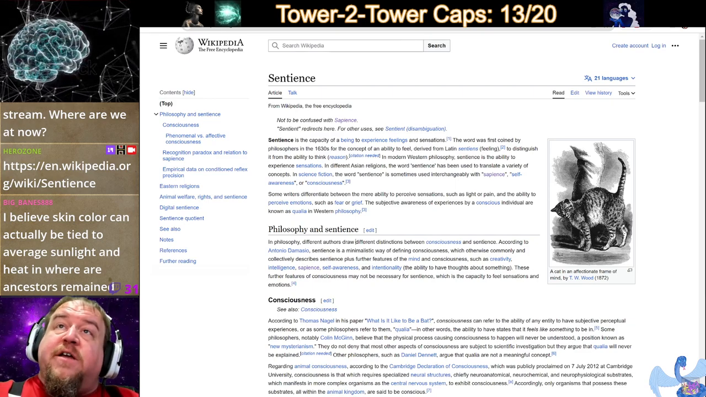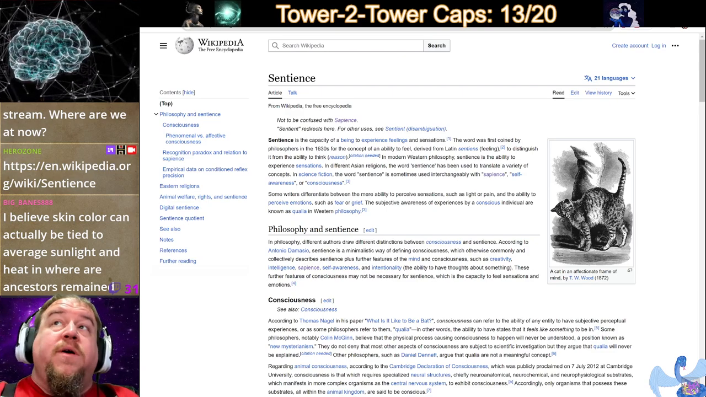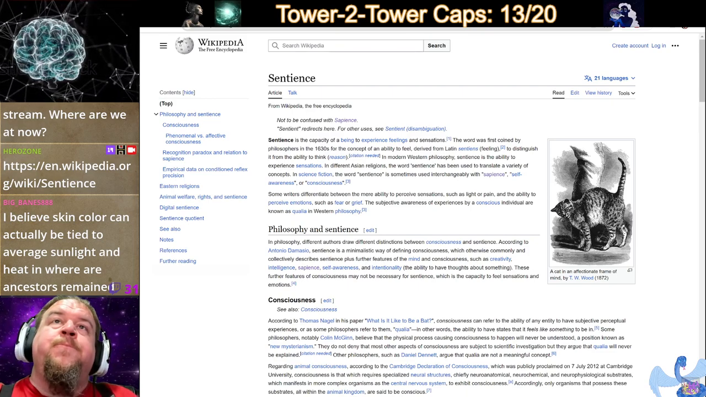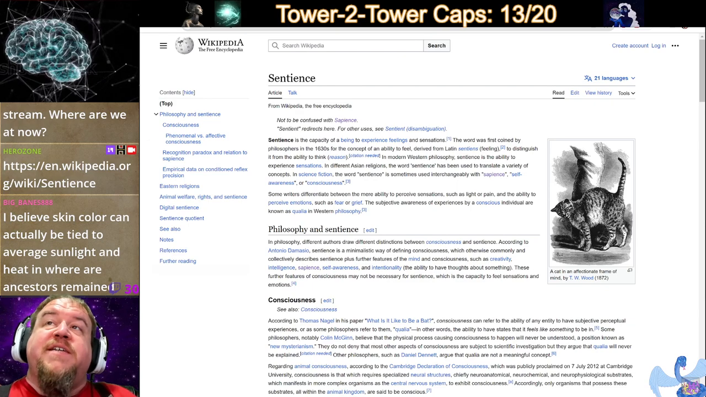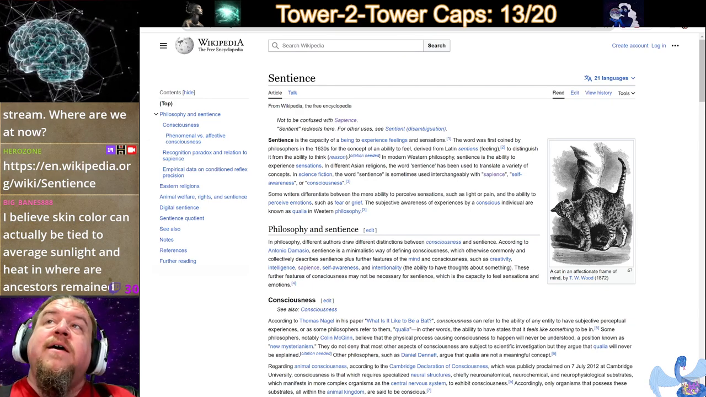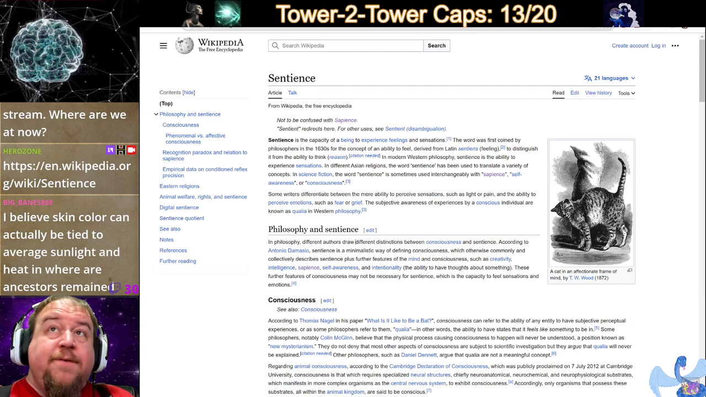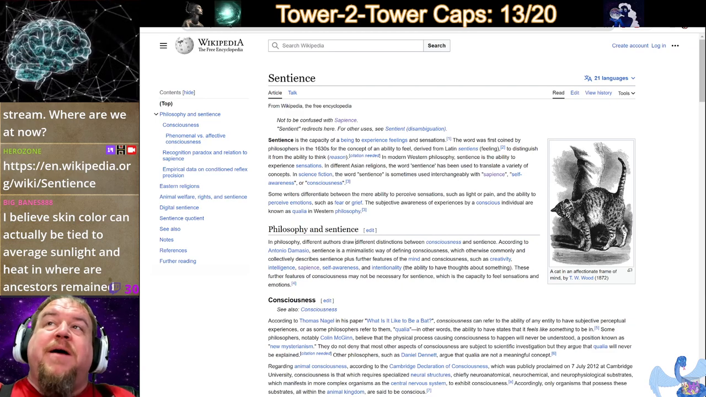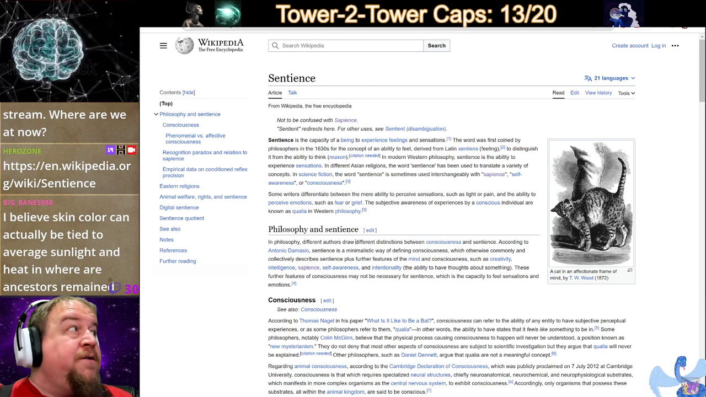In science fiction, the word sentience is sometimes used interchangeably with sapience, self-awareness, or consciousness. Some writers differentiate the mere ability to perceive sensations such as light or pain, and the ability to perceive emotions such as fear or grief. The subjective awareness of experiences by a conscious individual are known as qualia in Western philosophy.